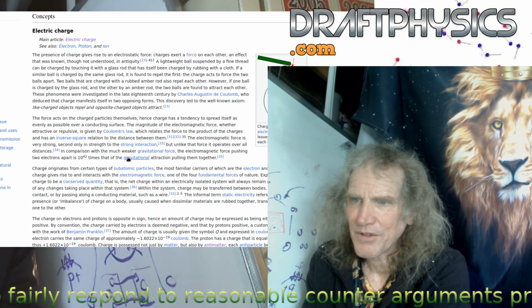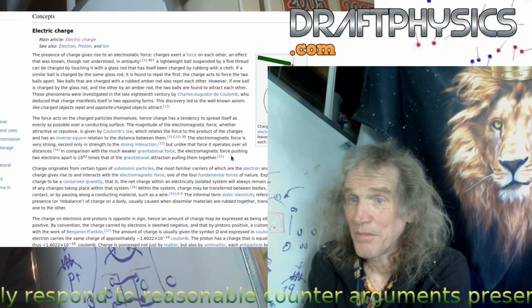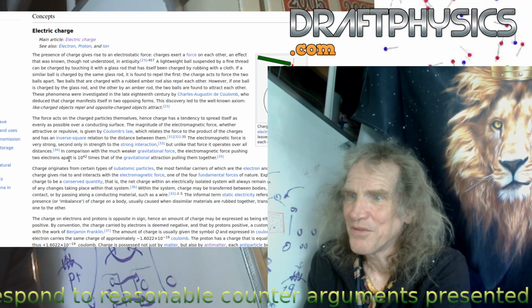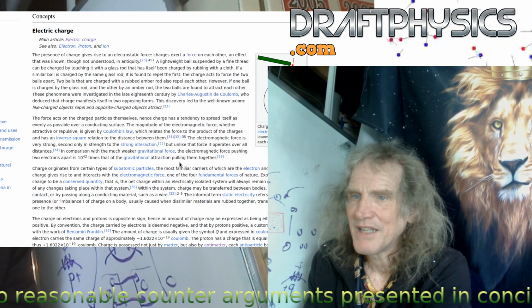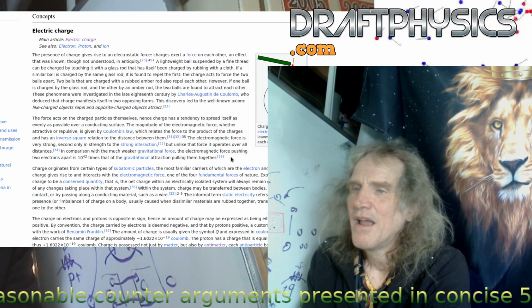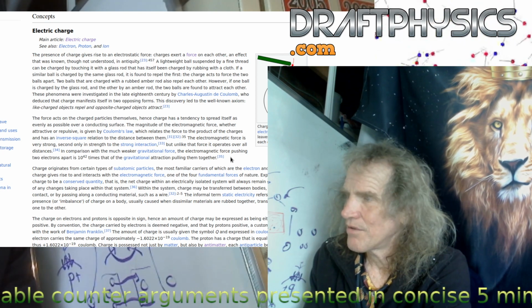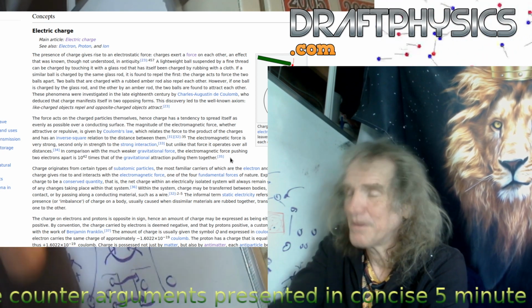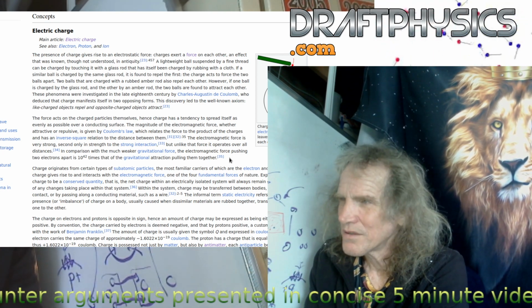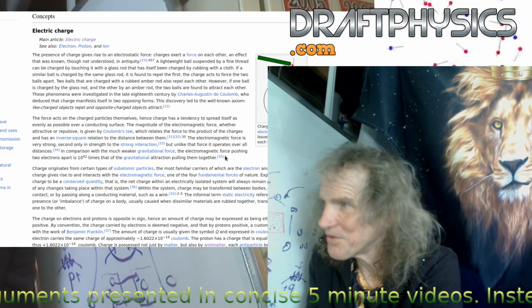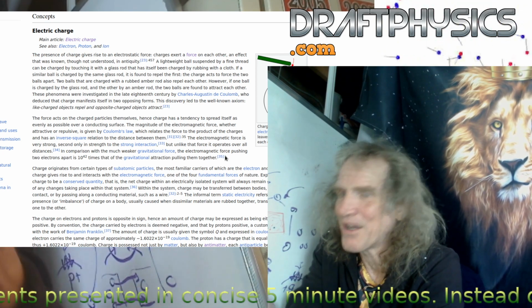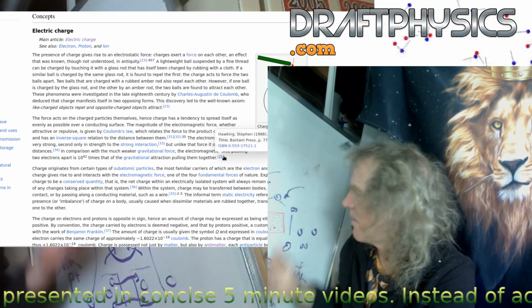In comparison with the much weaker gravitational force, the electromagnetic force pushing two electrons apart is 10 to the 42 times that of the gravitational attraction pulling them together. And obviously that just has to do with the scale. Gravity is being produced by the movement of electrons and protons. So of course, from their perspective, it's going to be a lot more intense because they're producing the force. You don't have any force without their function. They're the ones making gravity.